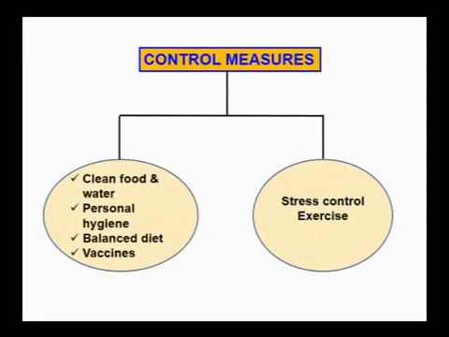The important control measures include clean food and water, personal hygiene, balanced diet, and vaccination. The diseases can also be controlled mainly by controlling stress, by practicing physical exercise, etc.